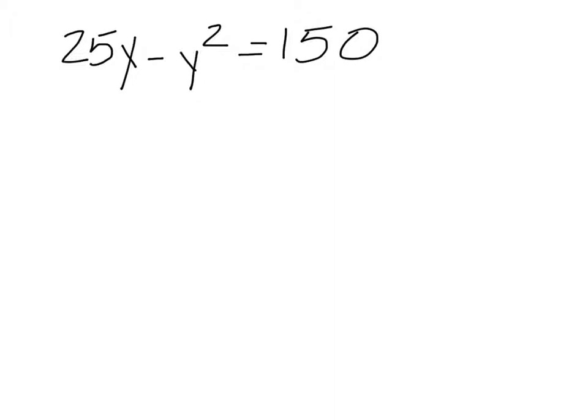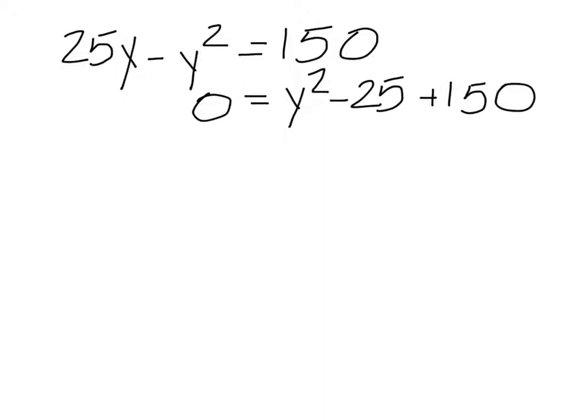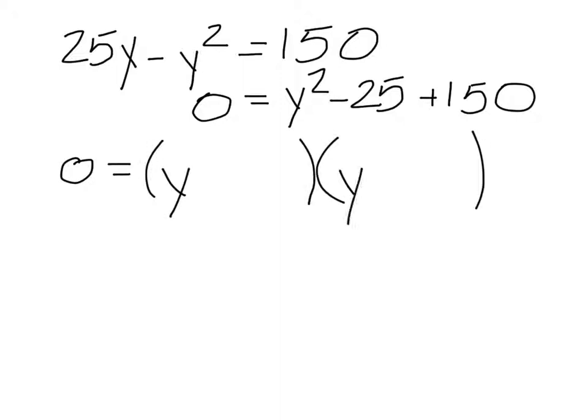Here's an explanation of where we left off, and instead of deciding to use the quadratic formula, we'll use factoring. So we still move everything to the right and come up with y squared minus 25y plus 150. If you're going to factor this, you've got to be on the lookout for two numbers that multiply to give you 150 but add to give you negative 25.